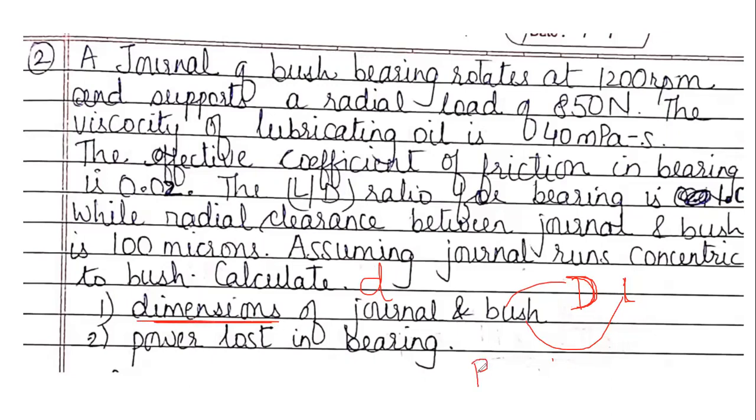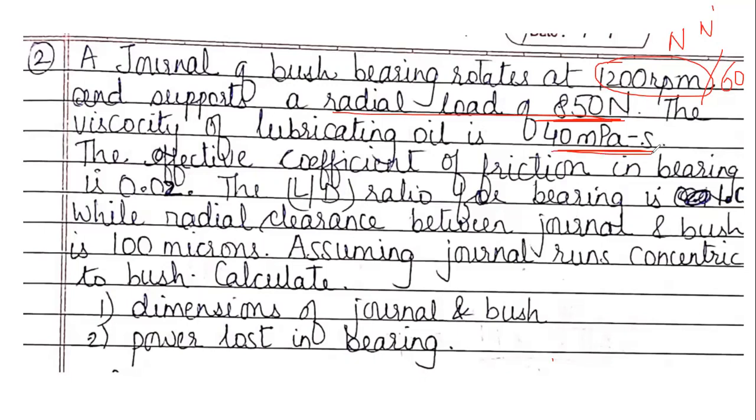And they are telling us to find out the power lost in bearing. So let us quickly write down the given data, right? The first thing you can see here, I'll just tell you from here only, and then we can go to the next slide and see what things are given. See, RPM is given, N is given. So N dash is going to be RPS. So 1200 divided by 60 will give us RPS, that is revolutions per second. Radial load W is given, 850 Newton.